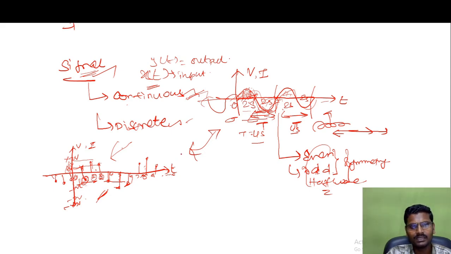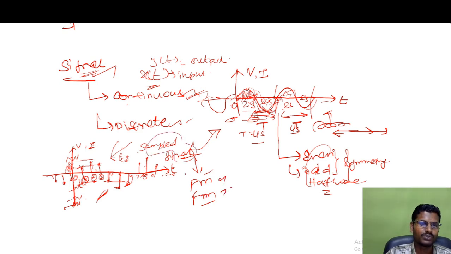Now we will see the importance of the discrete signal, right? The best example for this discrete signal is the sampled signal, which will be applied in AM, amplitude modulation and frequency modulation, right? We will be applying the sampled signal in amplitude modulation, frequency modulation, right? So these are the two basic kinds of signal.